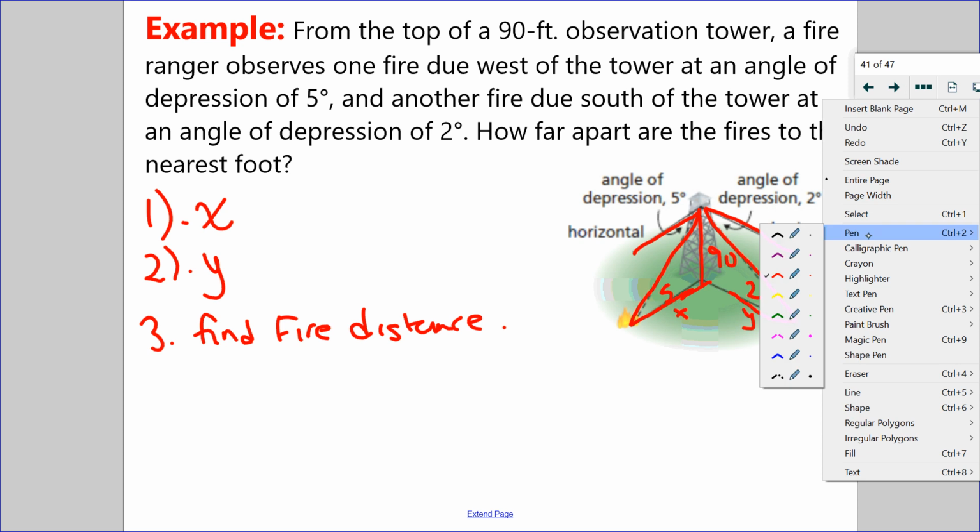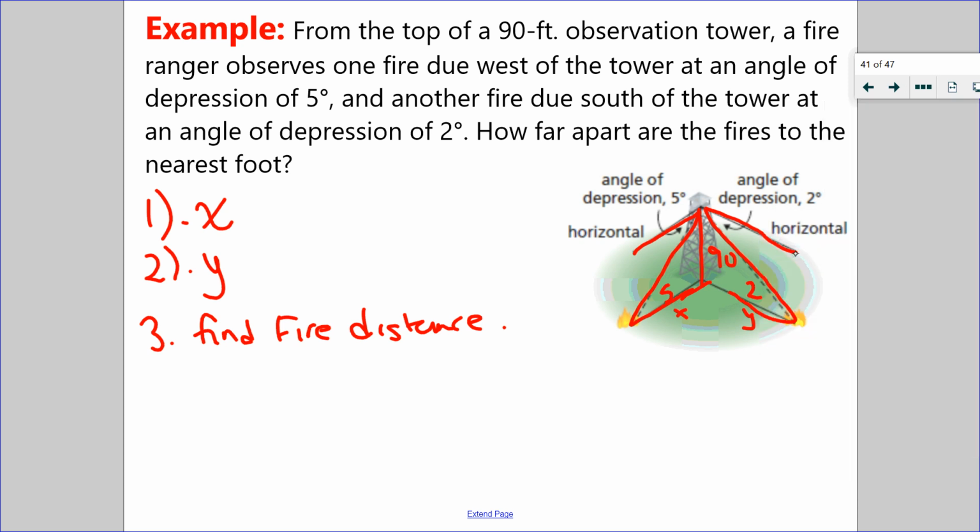Step number 1, I'm going to do this side here first, the side to find out X. So looking at that, I have a 5-degree angle. Obviously, this is not drawn to scale, and side x. So looking at that, I have an opposite and an adjacent, which is tangent.